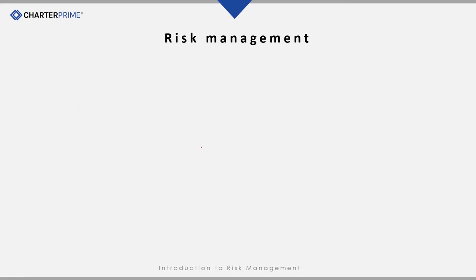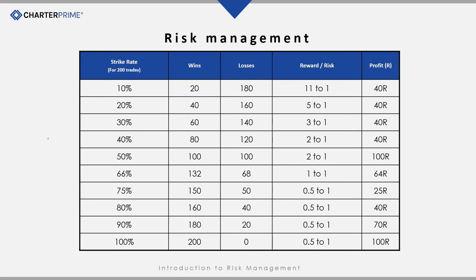Just want to spend some time on this particular slide as well. What I'm getting at here is trying to get you to understand the relationship between reward to risk and strike rate. All I've done here is very hypothetical results. These aren't real. I've just simulated some numbers here. The first column has different strike rates from 10 to 100%. That is for 200 trades. In other words, 10 means 10% of all the trades resulted in a profit, all the way down to 100%.